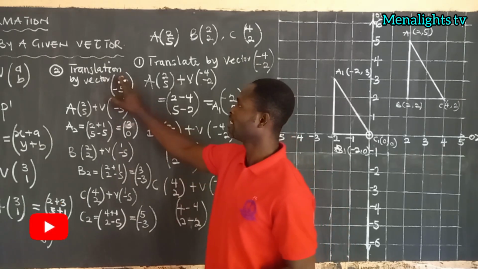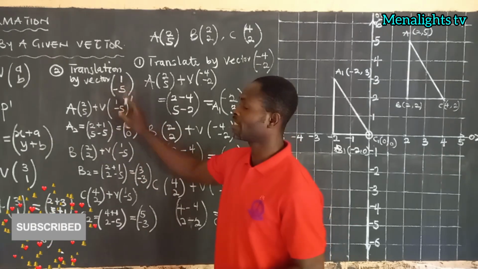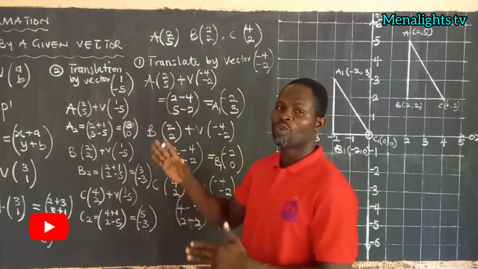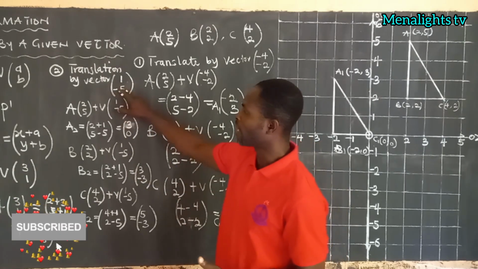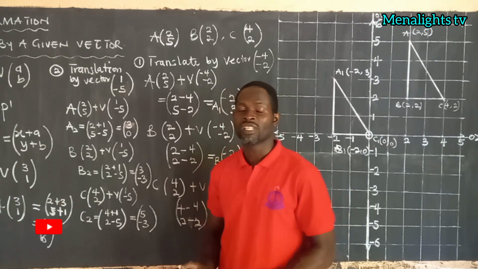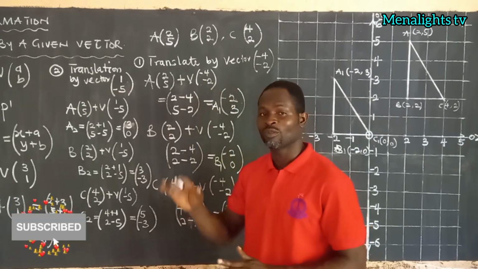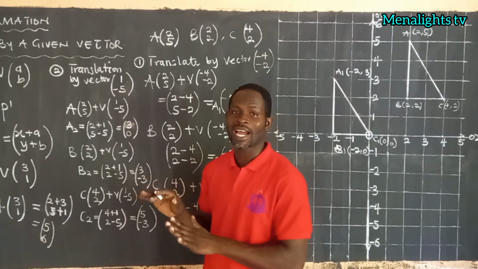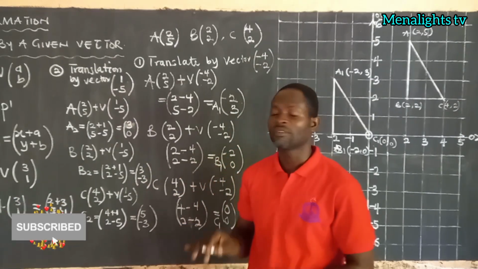Let's translate the same point by the vector 1, negative 5. So the 1 here is for the x-axis, and the negative 5 is for the y-axis. So the 1 here means the x will go to the right, and the negative 5 here means the y will come down, will be shifted down 5 times. The x will go once to the right side, and the y coordinate of the y-axis has to go down 5 times.